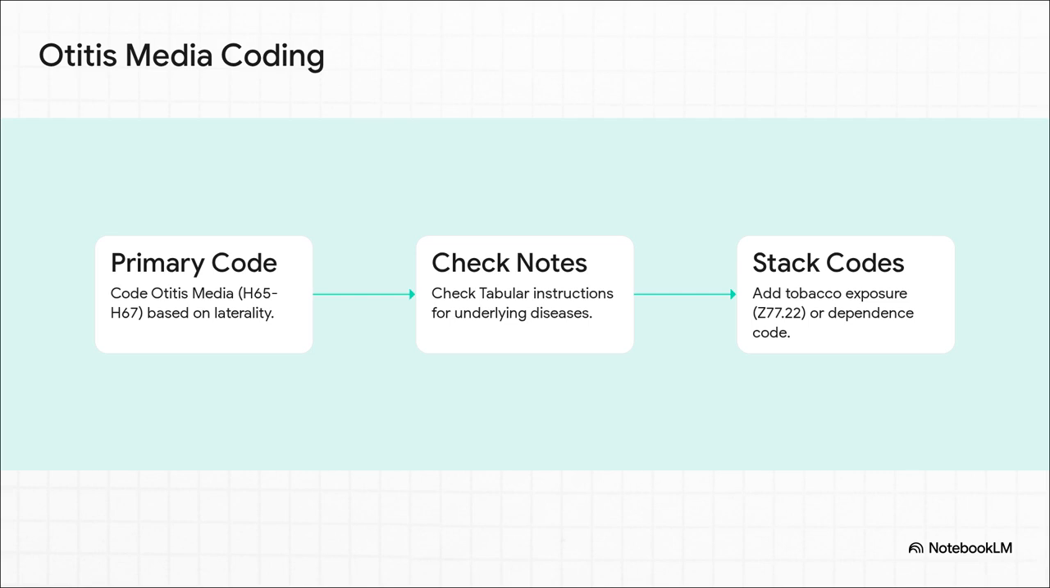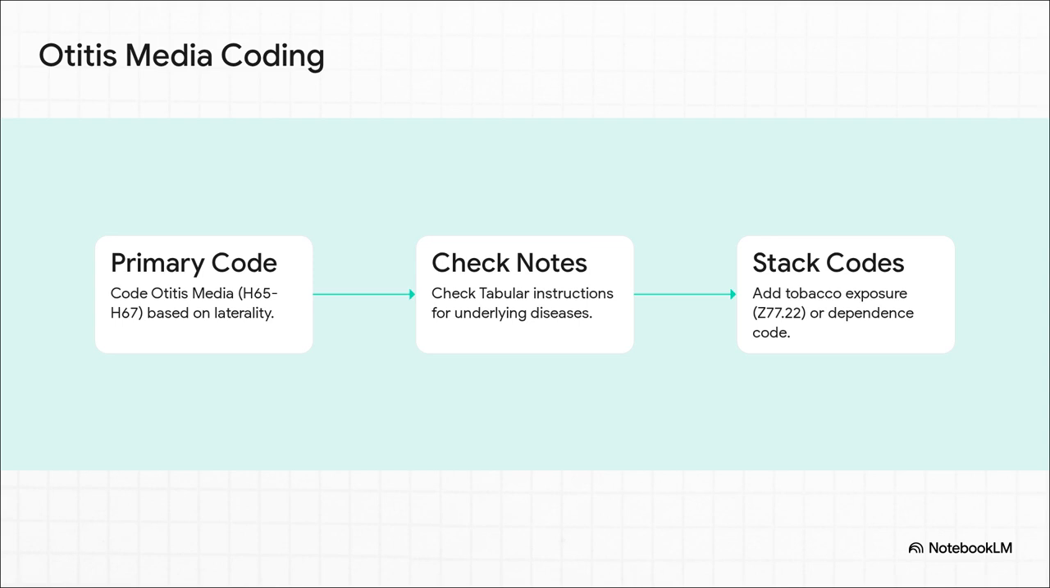First, you code the primary otitis media condition, making sure to remember your right, left, or bilateral digits. Next, you check for any underlying diseases that might need to be coded first, like a viral infection that's actually causing the otitis. Finally, you securely snap that secondary code right underneath the primary one.